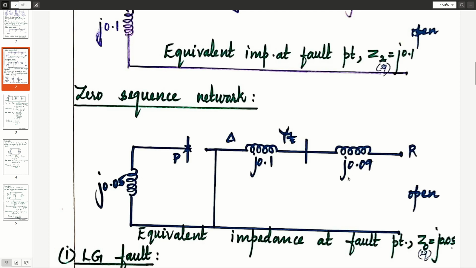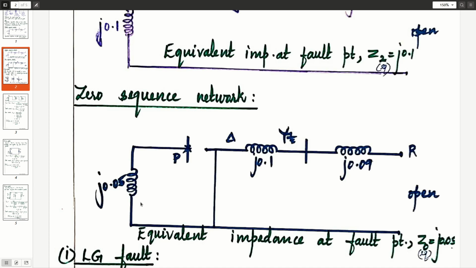Now write down the equivalent impedance at the fault point. To the right of the fault point it's open, it's open here, and here also it's open. So the equivalent impedance is nothing but j0.05. So step 1 is done.